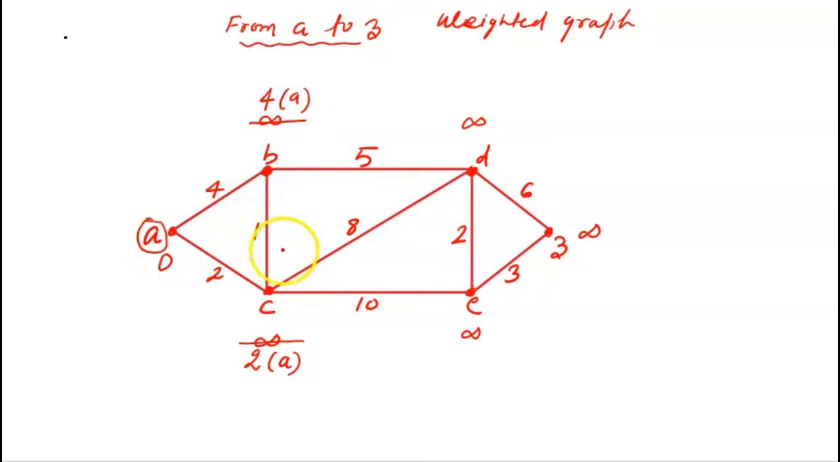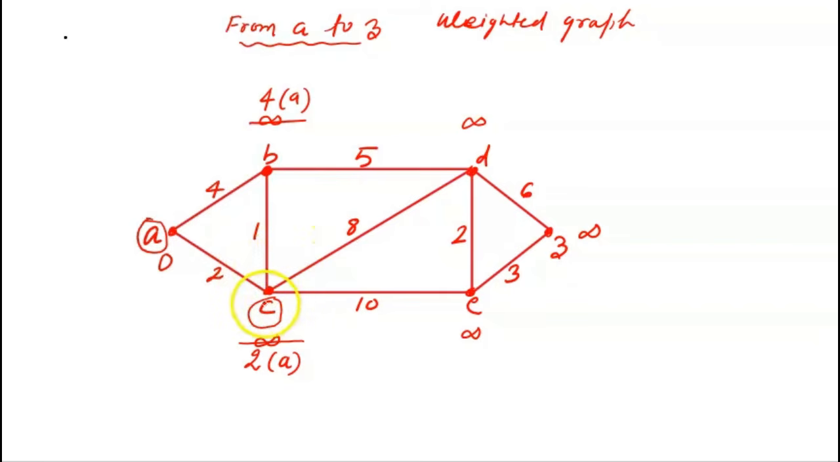Now out of all the labels present in the graph, for all the vertices which are not blocked, because the vertex A is already blocked, we look at these labels: 4, 2, infinity, infinity and infinity. Out of all these labels, which one is the smallest? Certainly the value 2 is the smallest. So I am going to block this vertex C because this is the smallest label. Now we will repeat the process.